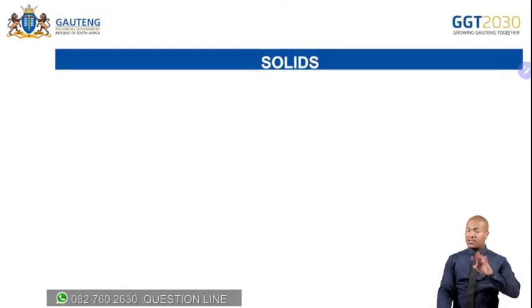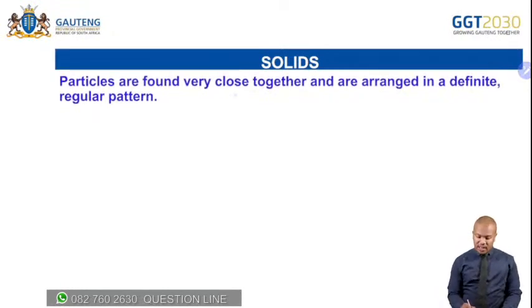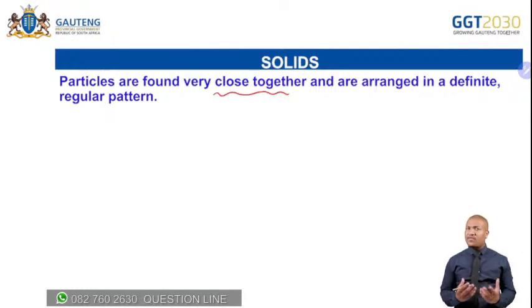Now, we said we're going to talk about the states of matter one by one. We said there are three, right? They are solids, liquids, and gases. So we're going to start off with solids. First of all, solids are found closely together. They are very close together and they are arranged in a definite regular pattern. Those are the particles of solids. They are closely together and they have a definite regular pattern.